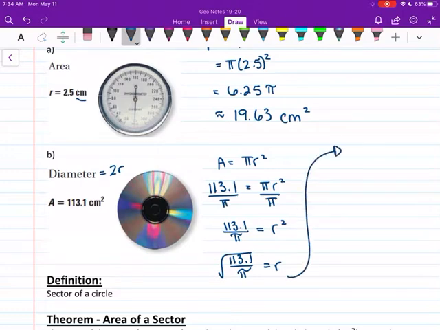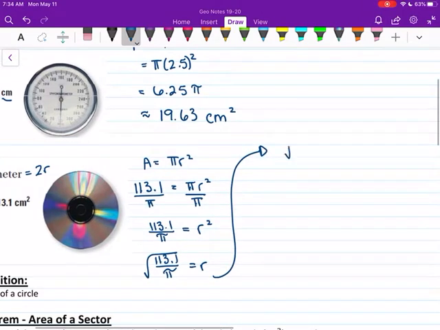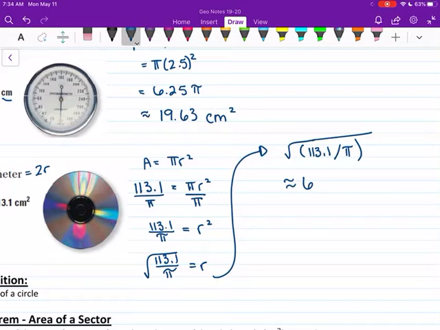On my calculator, here's what I would type in. I would type in square root, and then parenthesis, and then 113.1 divided by pi, close my parenthesis, okay? That will give you approximately 6 is equal to my radius. If I want the diameter, then the diameter is going to equal 2 times the radius. So my diameter is going to equal 12. My units here are centimeters. Okay, so diameter is about 12 centimeters.